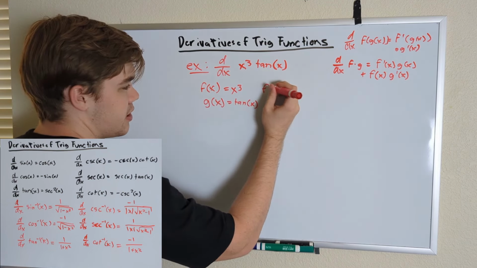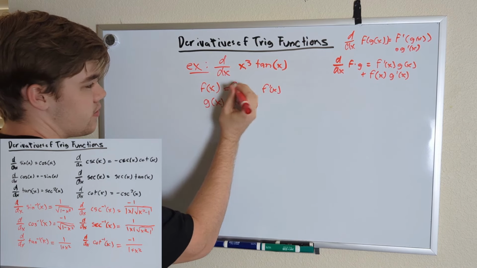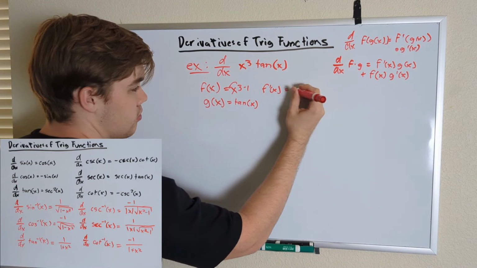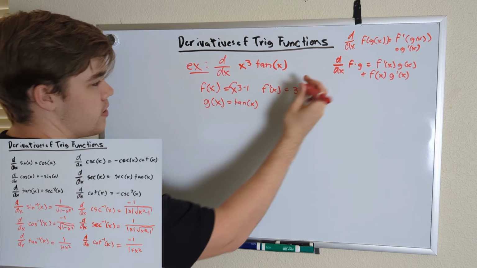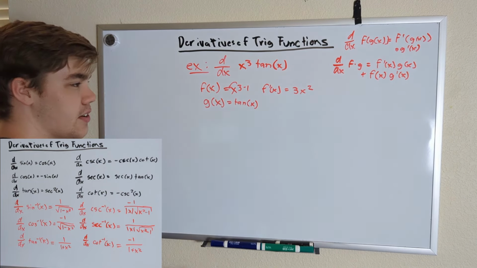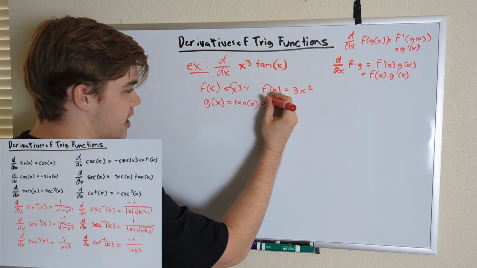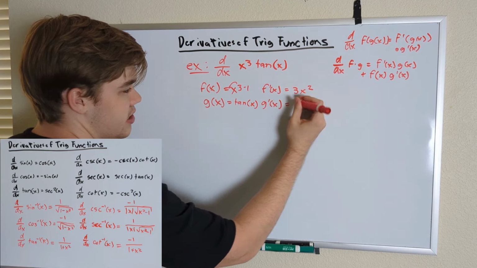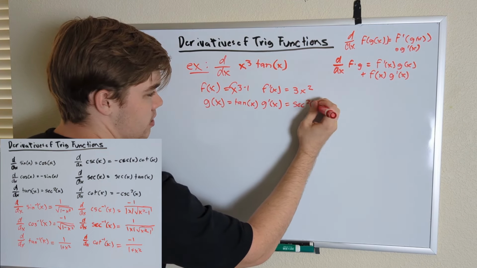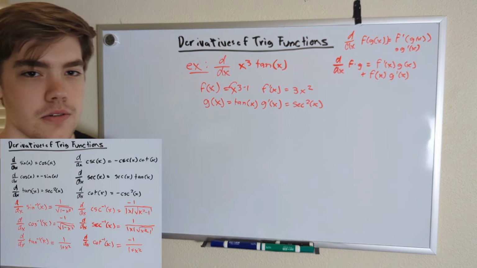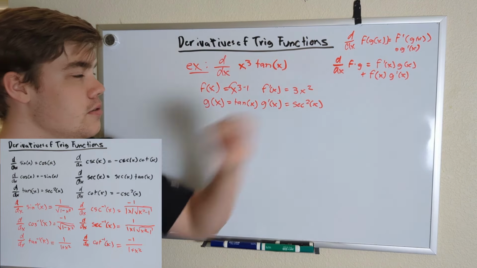F prime of x, using the power rule, we take our 3 down to the front and subtract 1. So this is equal to 3 times x. 3 minus 1 is 2, so our derivative is 3x squared. G prime of x is equal to secant squared x. This is one of our trigonometric rules that we learned just a minute ago. So now that we have everything, we can just plug that into the product rule.